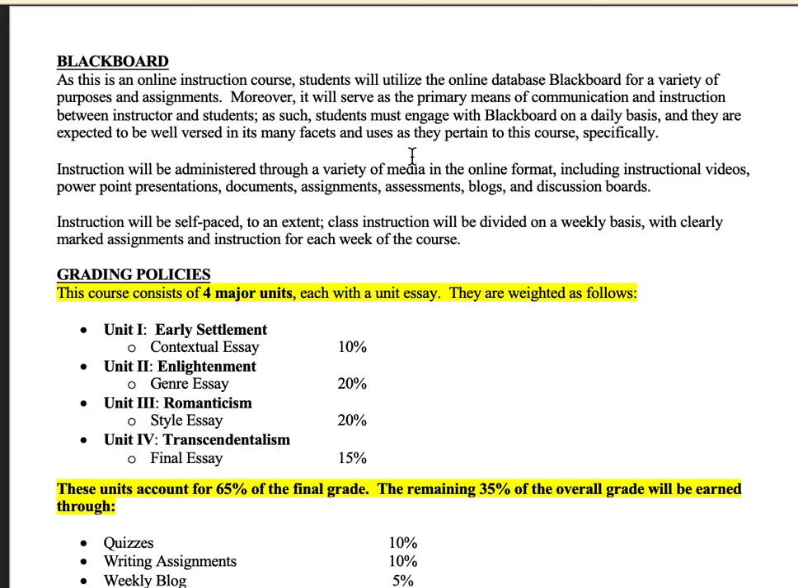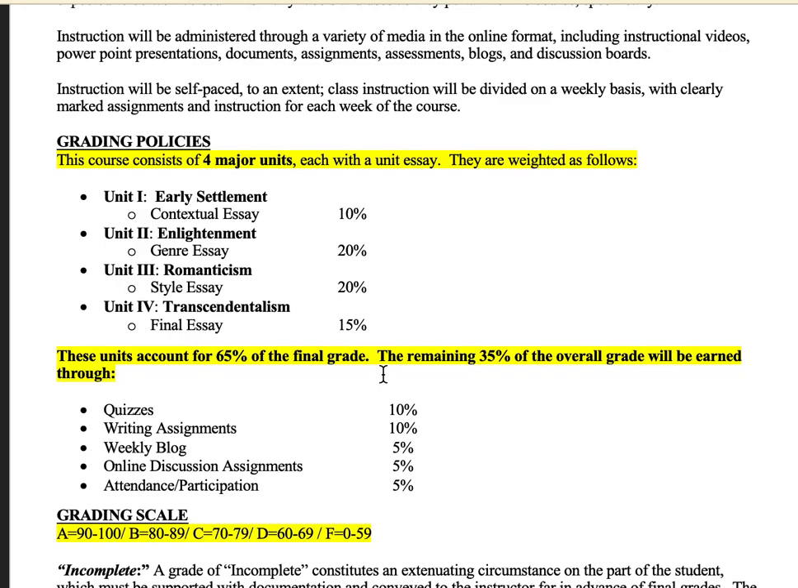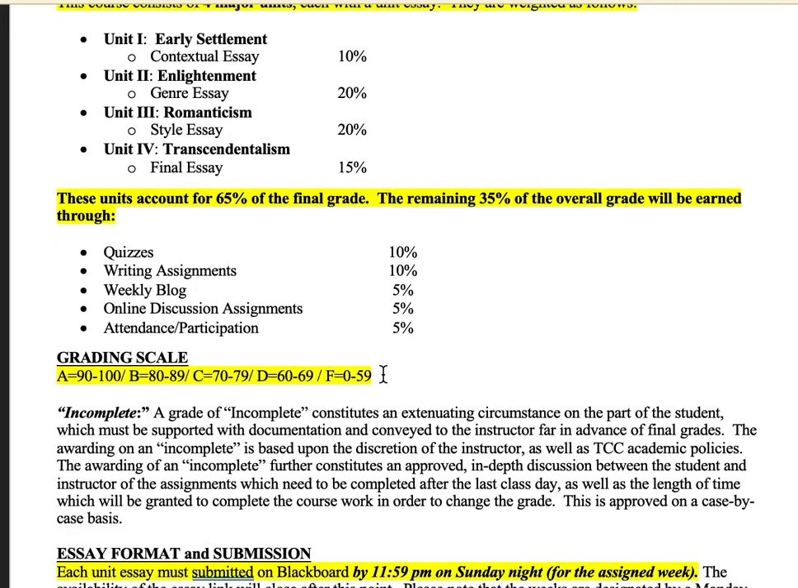So there are 4 units in the course, roughly 4-ish weeks each. And they kind of break down by one major essay per unit. So the first unit is going to be a 10% essay, a contextual essay. The second unit has a genre essay, which is 20% of your grade. The third is Romanticism, and that's a style essay, and that's 20%. And the last essay is 15% of your grade. That's 65% of your grade.